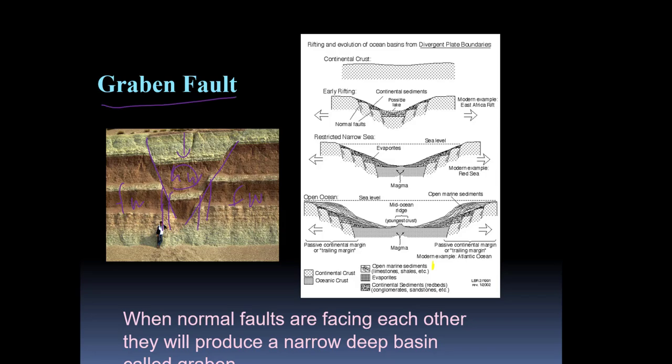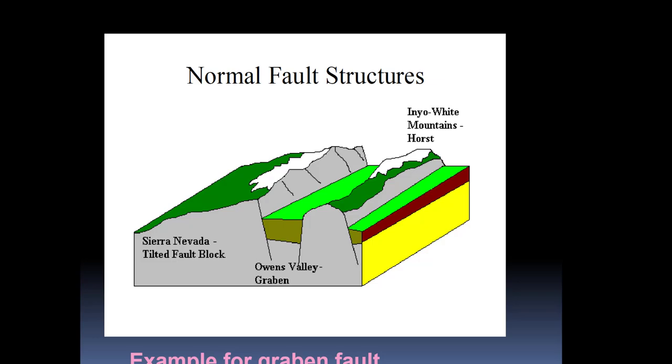Now here it's a typical rift basin, and you can see that what happens along rift basins is that you have facing each other normal faults, and the middle part is falling in. Okay, so this is what we call Graben fault, and usually they are producing narrow deep basins. I have another really good example, probably more.